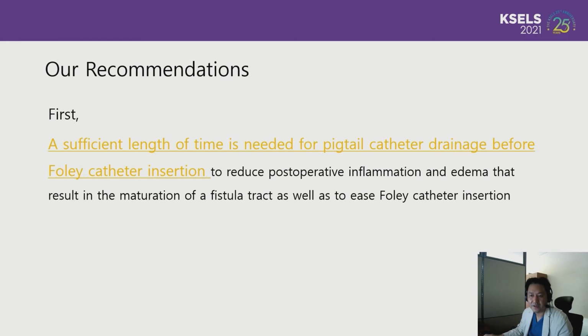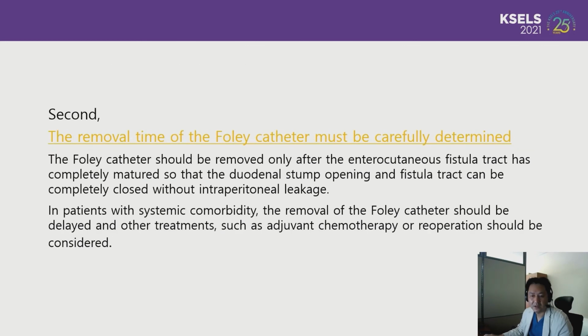Thus, our recommendation for successful treatment using Foley catheter is that sufficient length of time is needed for pigtail catheter drainage before Foley catheter insertion to reduce postoperative inflammation and edema. And second, the removal time of Foley catheter must be carefully determined. The Foley catheter should be removed only after the enterocutaneous fistula tract has completely matured, so that the duodenal stump opening and fistula tract can be completely closed without intraperitoneal leakage.